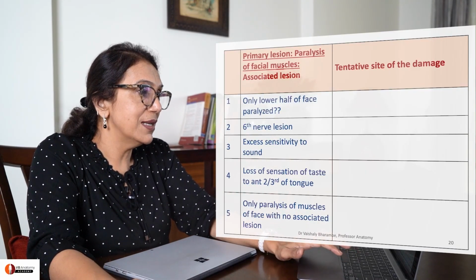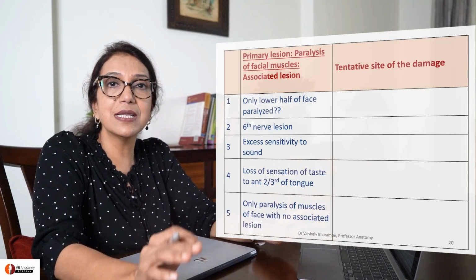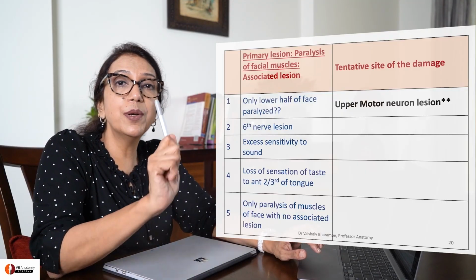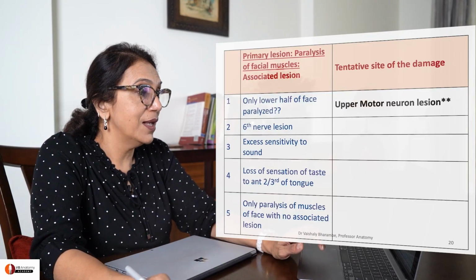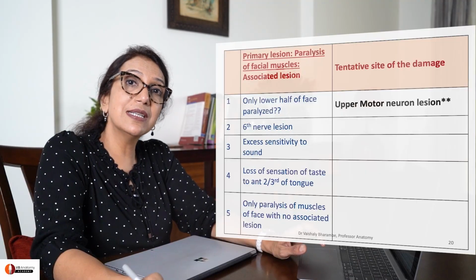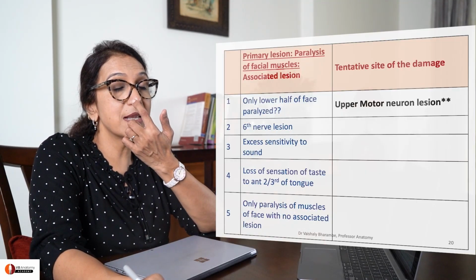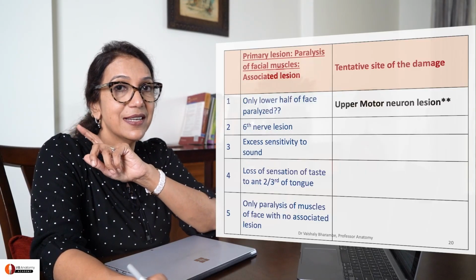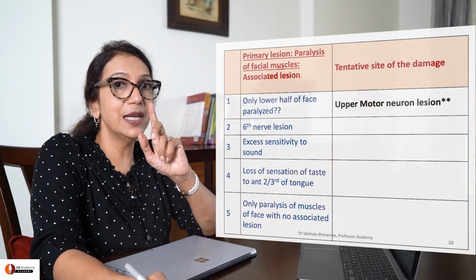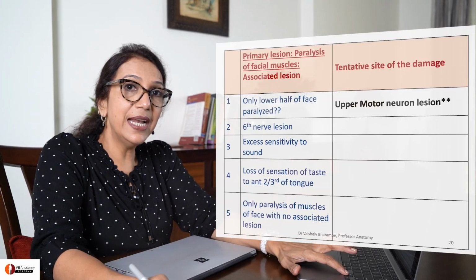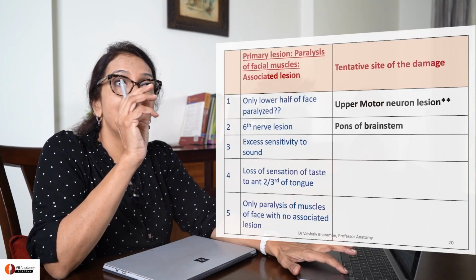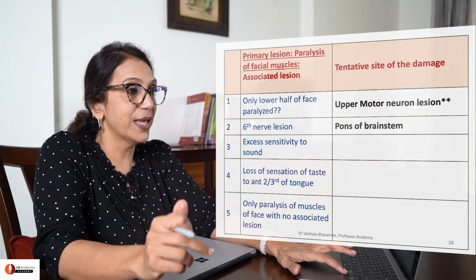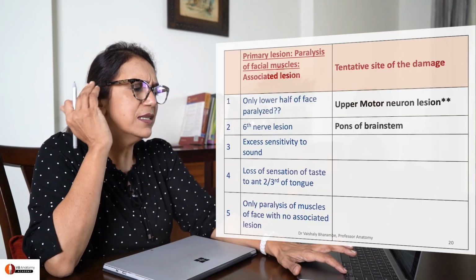So what happens? Sometimes only lower half of the face is paralyzed. Surprisingly, it means the patient has an upper motor neuron lesion. Sometimes patient is coming with a sixth nerve lesion as well. So eye is having a medial squint. LR6, lateral rectus is gone. So eye is medially rotated. In that case, the injury is in the pons where the facial and the abducens nerve nuclei lie very close together.